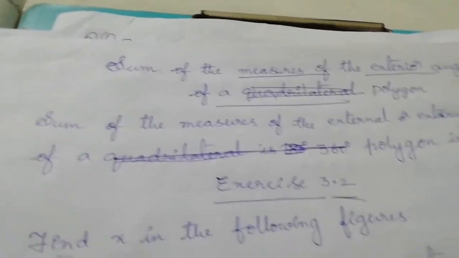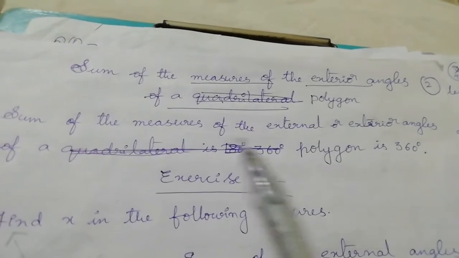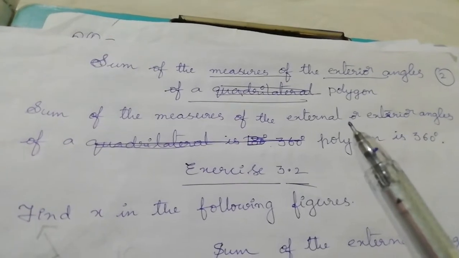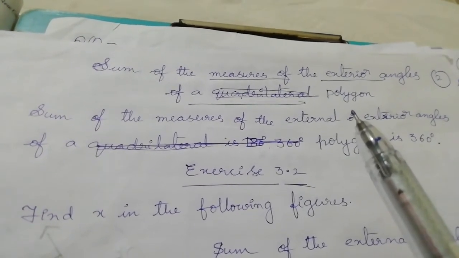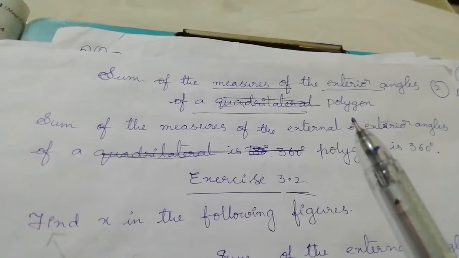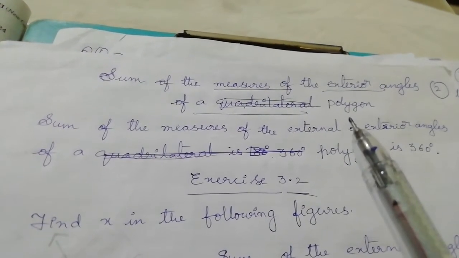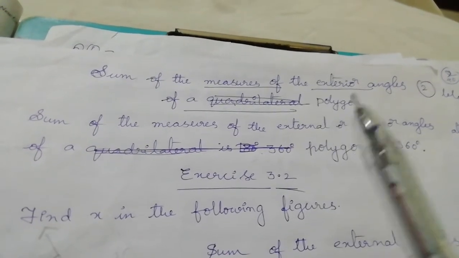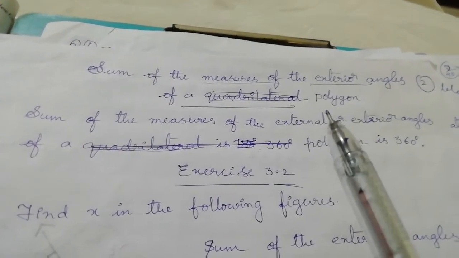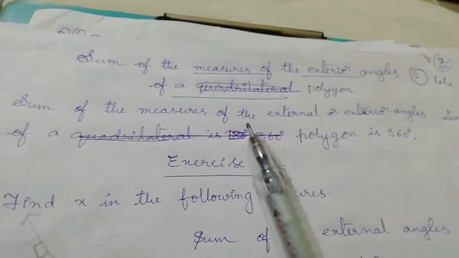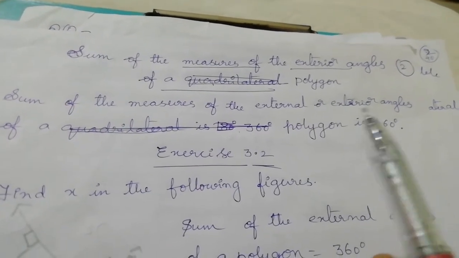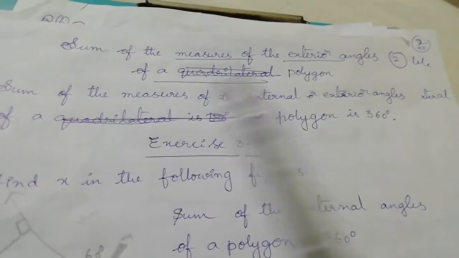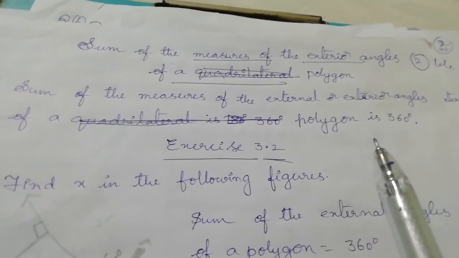So next part is sum of the measures of the exterior angles of a polygon. You know, polygon means a closed figure made up of line segments. So polygon means the smallest polygon is triangle. It may be equilateral triangle, it may be scalene triangle or it may be isosceles triangle. A polygon means a closed figure made up of line segments. So sum of the measures of the external or exterior angles of a polygon is 360 degrees. So sum of the exterior angles of a polygon is 360 degrees.